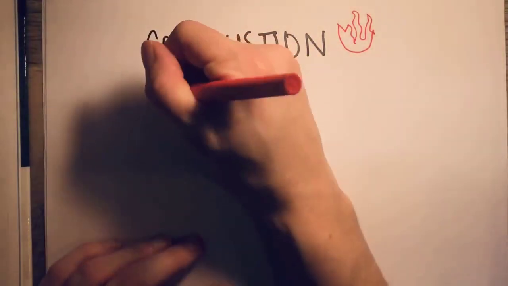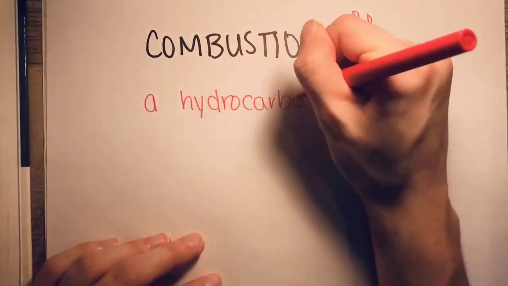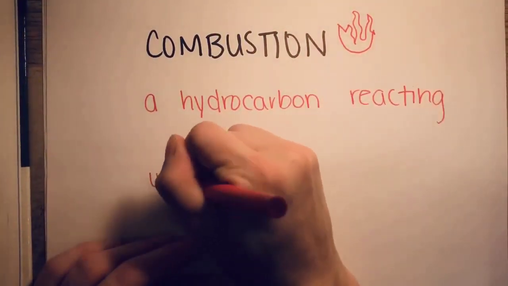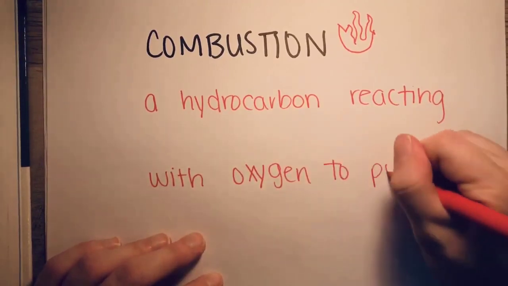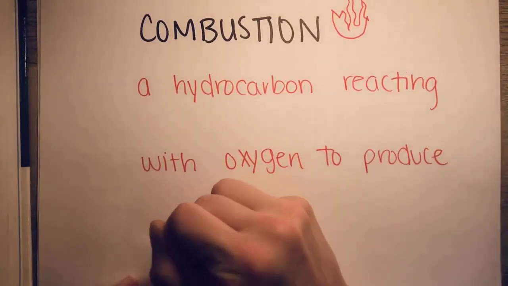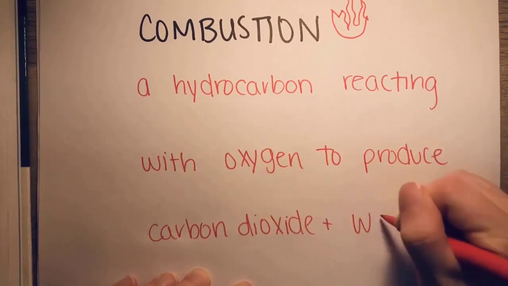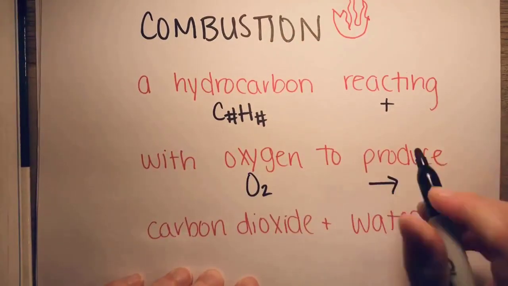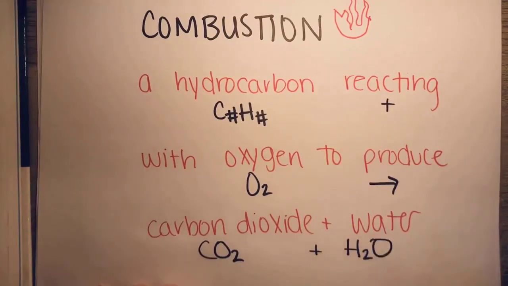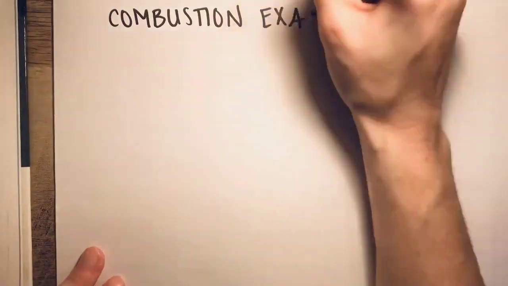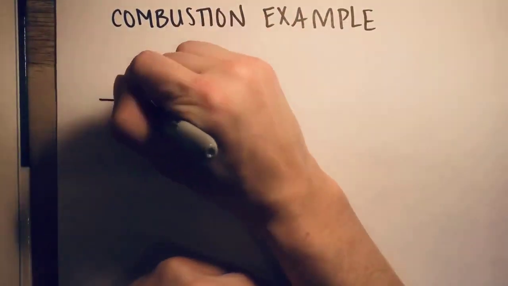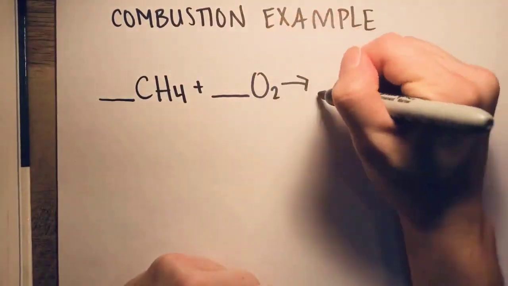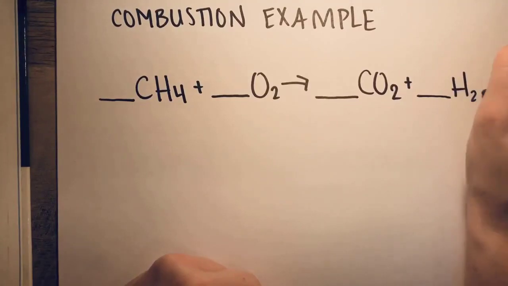scientifically, a combustion reaction is the reaction of a hydrocarbon with oxygen gas to produce carbon dioxide and water. So a hydrocarbon means just a compound containing carbon and hydrogen. O2 is the oxygen, and so the products are CO2 and H2O. You'll know you have a combustion reaction if you have some sort of CH compound reacting with O2 to form CO2 plus H2O.